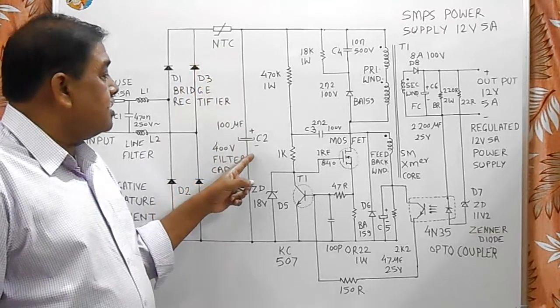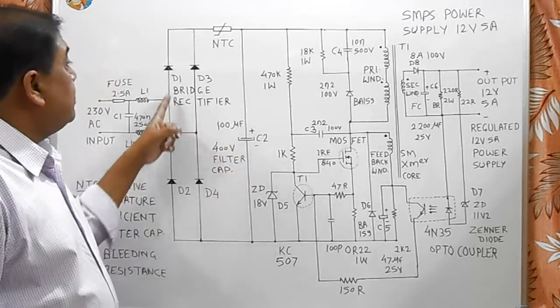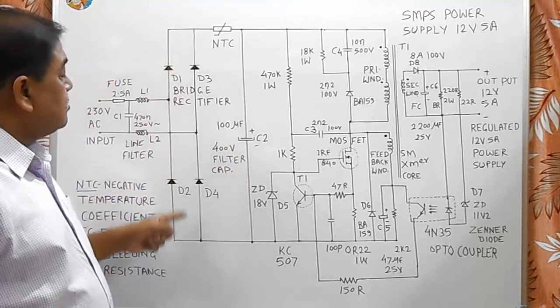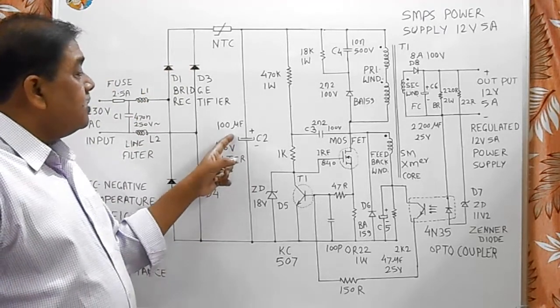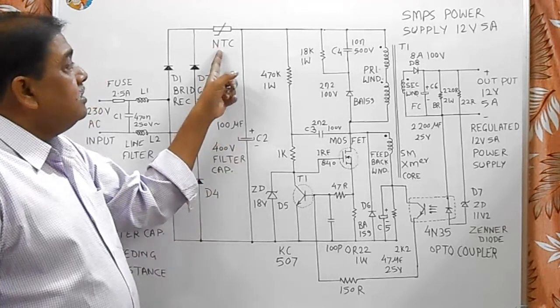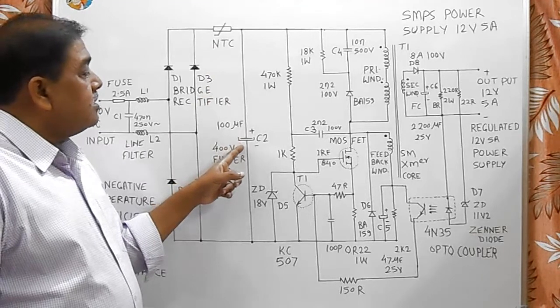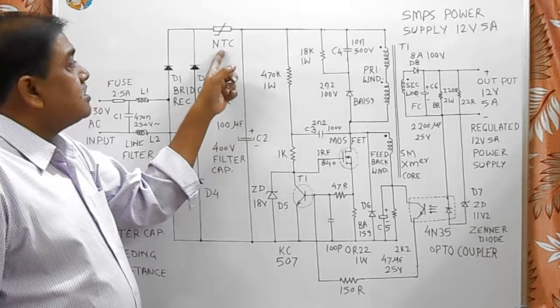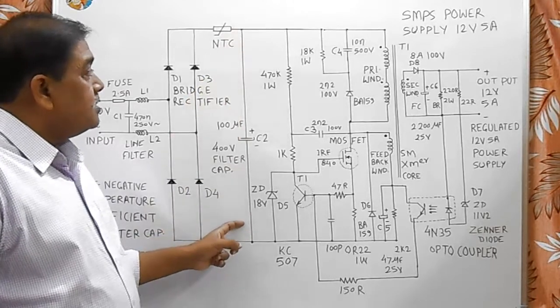The C2 capacitor is used as the main filter capacitor. The supply voltage produced by these 4 diodes is pulsating DC. This C2 capacitor makes it pure DC, and this NTC reduces the starting charging current, and then after charging of the capacitor its resistance becomes low and full voltage comes to the capacitor.